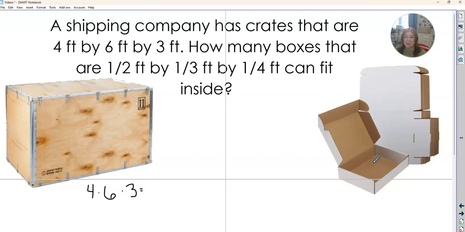And then we have these smaller boxes that are 1/2 by 1/3 by 1/4. So length times width times height. So this is going to be a little tiny piece here. So we're going to find this one here. And we're trying to see how many of these fit into here. So we want to take this big one and divide it by how many little ones and see how many fit in there. So we're taking this one, which is, I believe, 72.